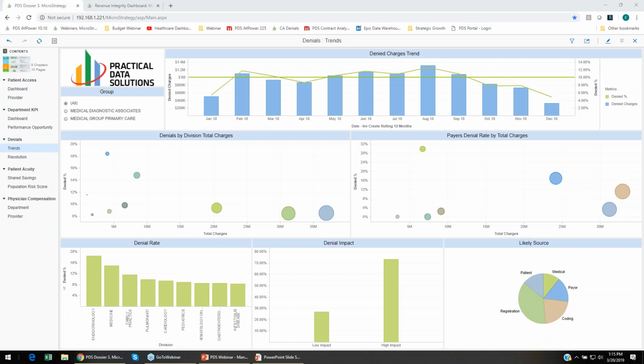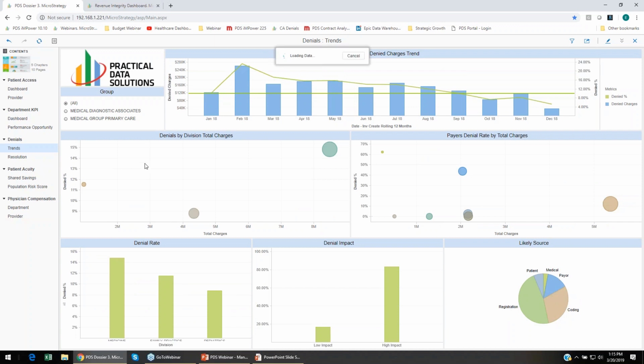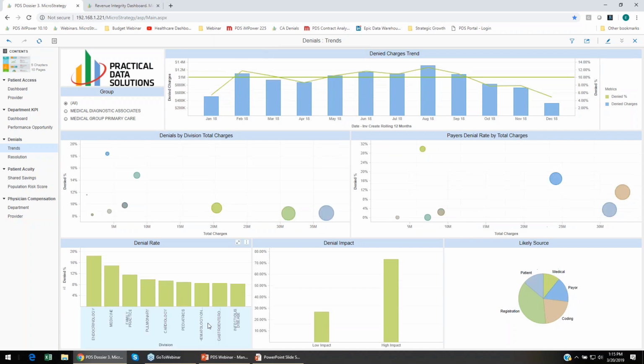So this is a denials dashboard. At the top, you'll see that it is a trend of our denial rate. It's actually charges that are denied. So here we've quantified our opportunity of how do we recover all of these denials. We have denials by division. We have denials by payer in the middle of the screen. We have the denial rate down below in the lower left-hand corner. And then you'll notice we have the denial impact and likely source.